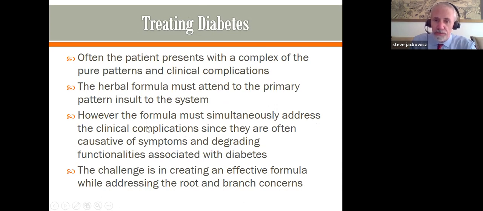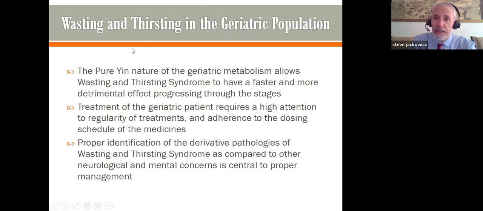So the challenge is to create an effective formula with the root and branch. And then in the geriatric population, because geriatric people are pure yin, their metabolism runs more on yin. Well, wasting and thirsting syndrome has a faster and more detrimental effect. Treatment of the geriatric patient requires high attention to the regularity of the treatments, adherence to the dosage schedules of the medicines, and also proper identification of the derivative pathologies as compared to other neurological and mental concerns is central if you're going to manage that.